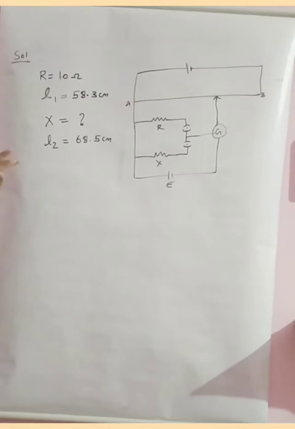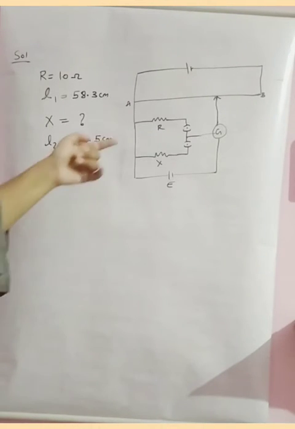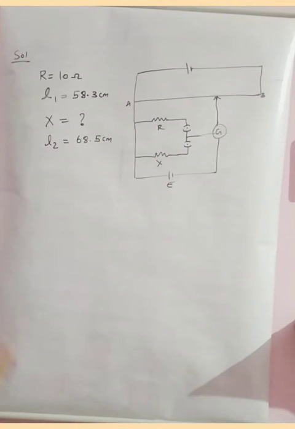What does it mean? The first question says that we need to find out X. If I ask you what you are going to do in this question, first you have to identify what this question says. They have given that when we have enabled R in the circuit, that time we have got the length L1. Next time when we have enabled the unknown resistance, we have got 68.5. So if you see the two lengths we are getting, it means they are talking about two cells. Two cells means compare the EMF of two cells.